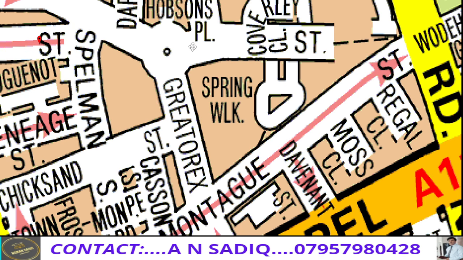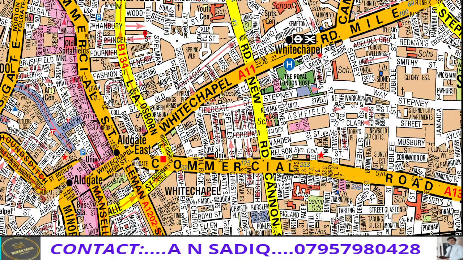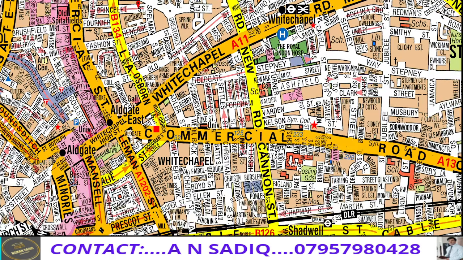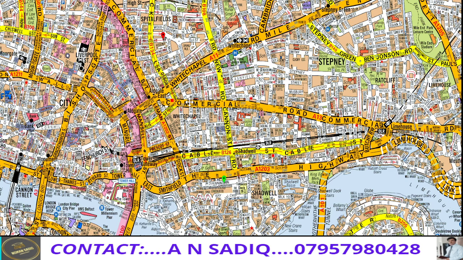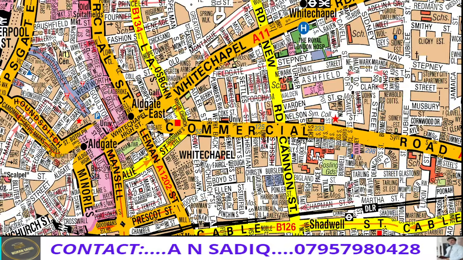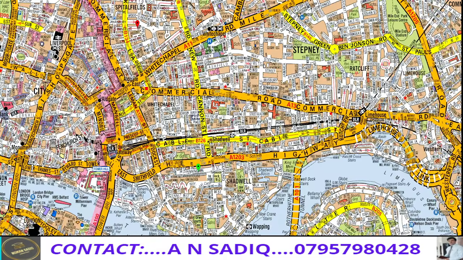Now let's draw this route, and the name of the closed road here is Osborne. So Osborne Street is closed. So this is our start point. This is our end point.